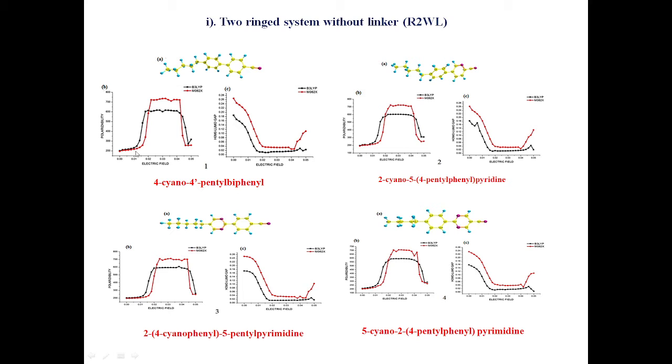This is the product of polarization against the electric field. As the electric field increases after a limit, polarizability has a constant value up to a particular range and then it falls down. The case is similar also for 2-cyano-5-(4-pentylphenyl) pyridine.